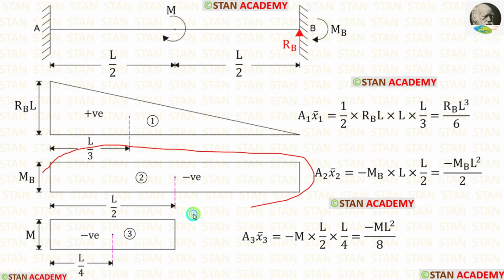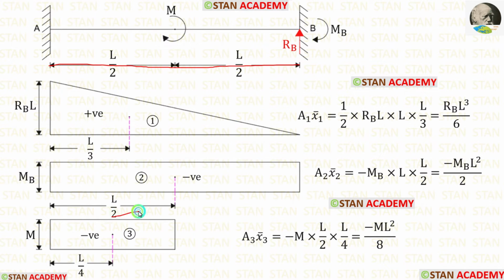Now let us find x bar 2. This is a rectangle. For the rectangle, the centroid lies in the center. So we can easily find out the centroid distance. To find out the centroid distance, we have to divide the length by 2. So the centroid distance is L upon 2. Let us apply that.